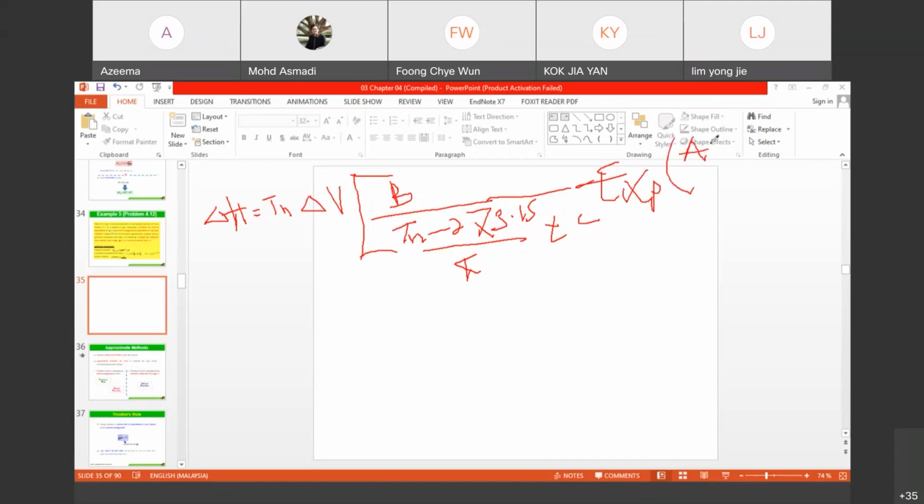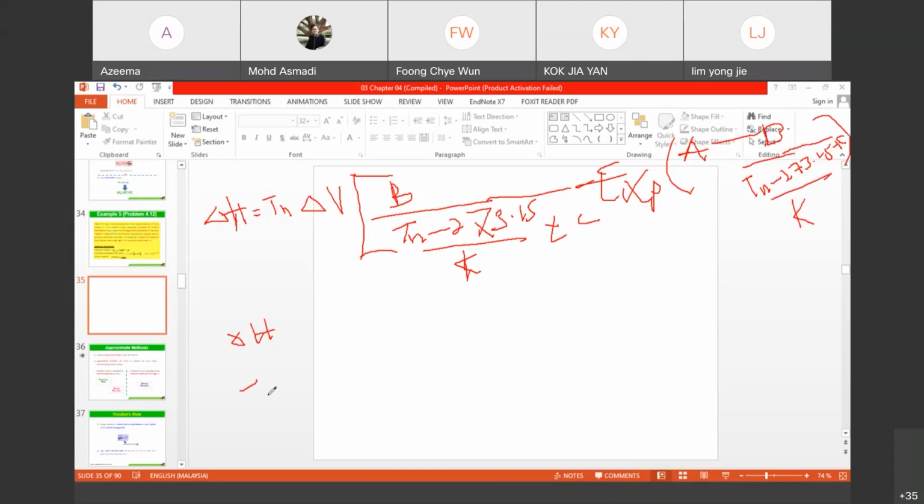A minus B divided by Tn minus 273.1, divided by Kelvin. This one is Kelvin. Just divide by Kelvin because we want to convert to degree C. Plus C. Okay, so you can calculate delta H.